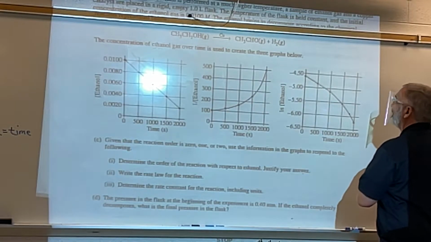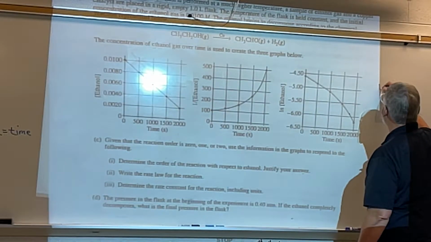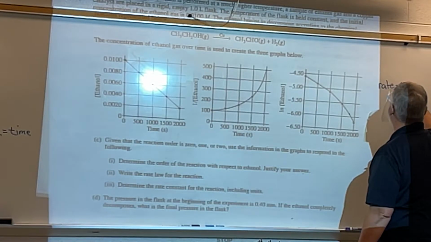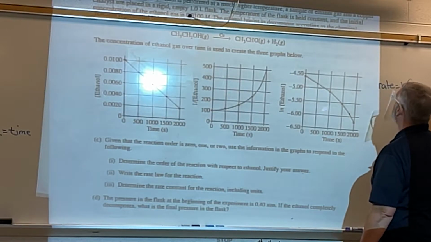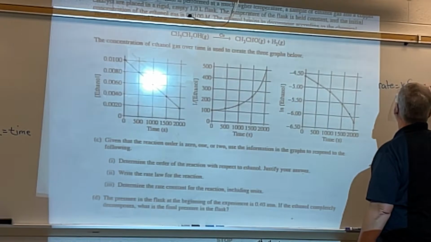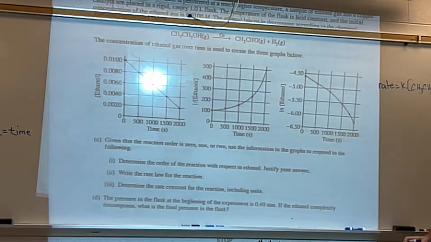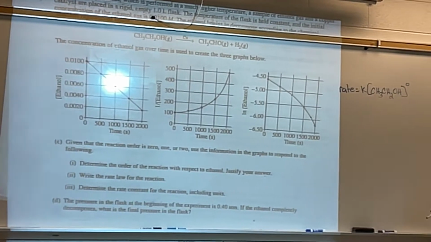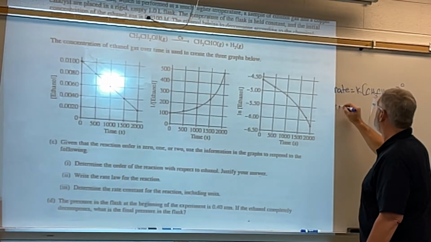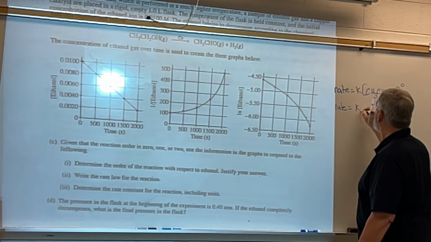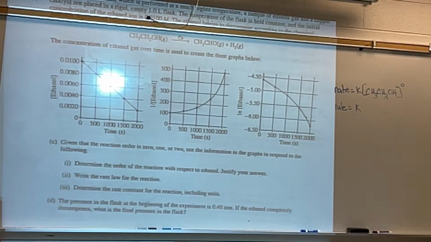Well, if it's zero order, its rate is equal to k times the concentration of CH3CH2OH to the 0 power. What is anything to the 0 power? 1, right? So that means the rate equals k for a zero order. So what are the units on k going to be?